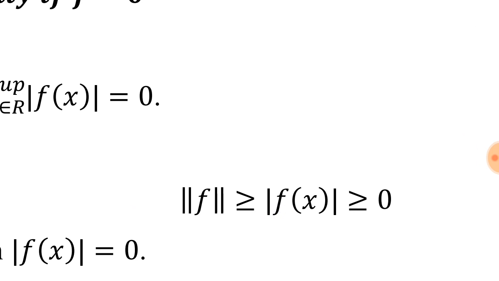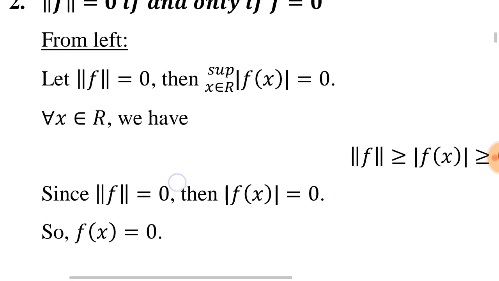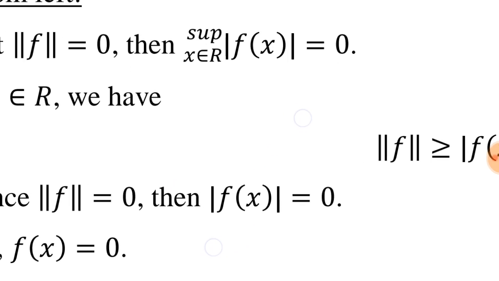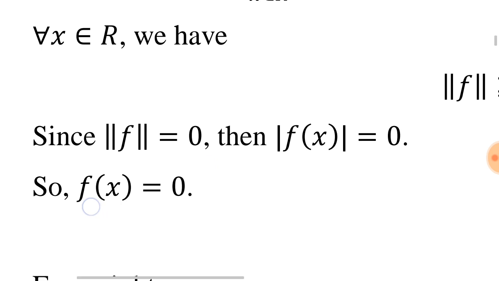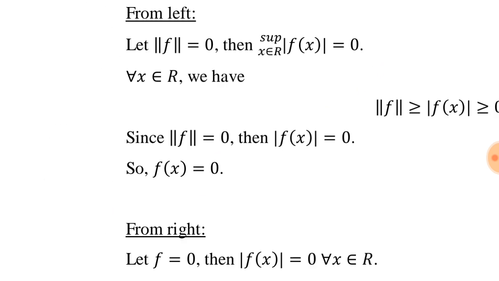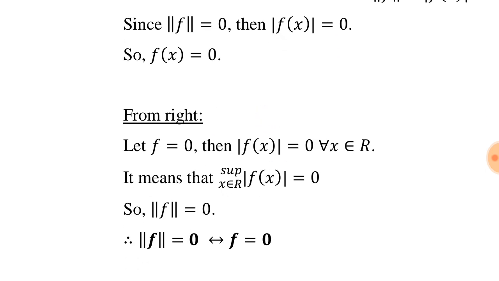I have explained this in the first condition, so I'm not going to talk about it more. Since the norm of f is equal to 0, the absolute value of f of x is equal to 0, right? Because the supremum is 0, of course the absolute value of f of x is 0. That's why we have f of x equal to 0. So we have proved it from left. Now we're going to prove from right.